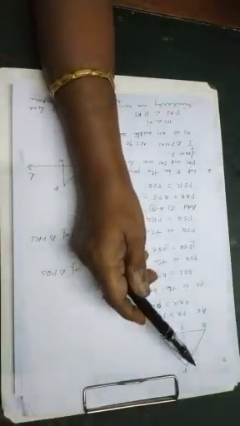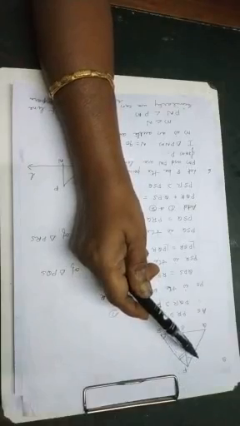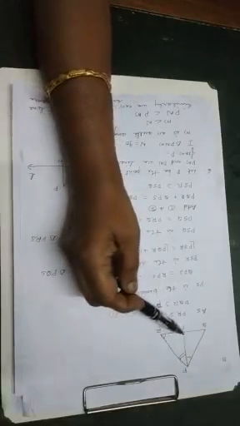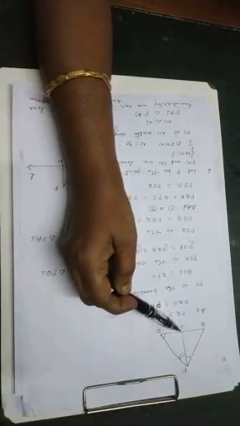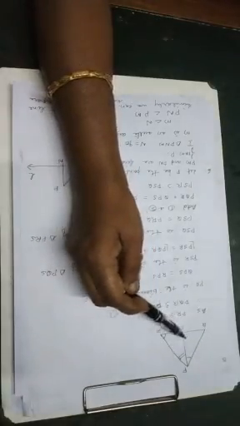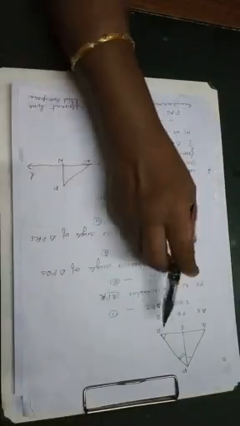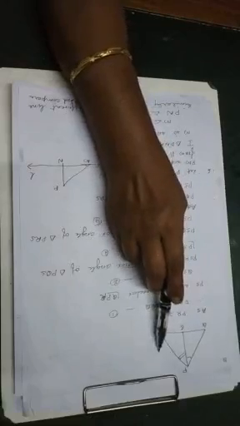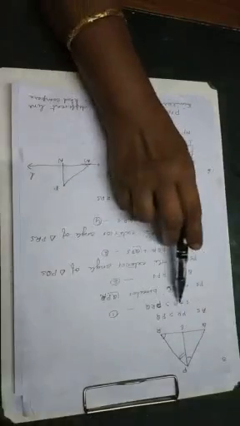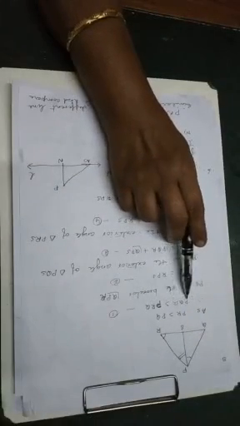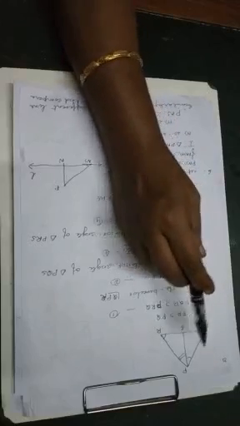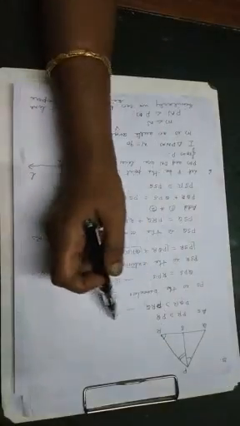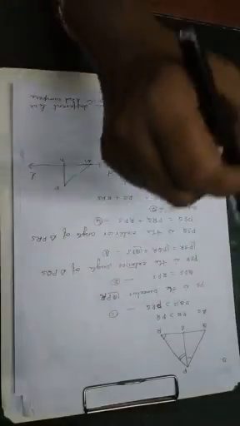Now you have to prove that PSR, this angle, is greater than PSQ, this angle. Now as PR is greater than PQ, this side PR is greater than PQ, so angle PQR, this angle, will be greater than angle PRQ. That is the first equation you are getting.